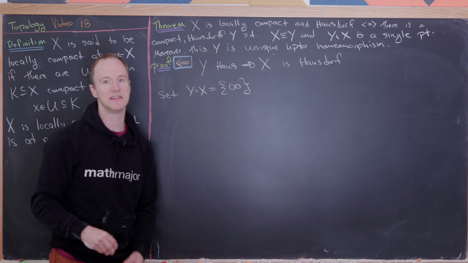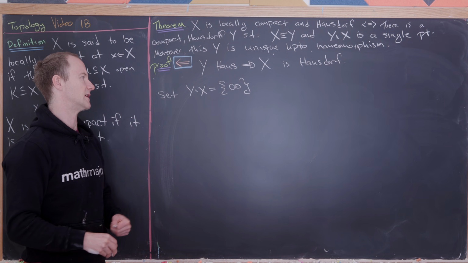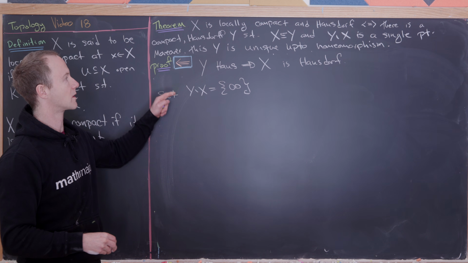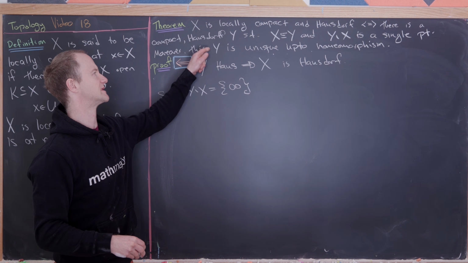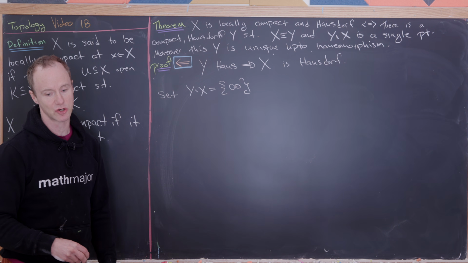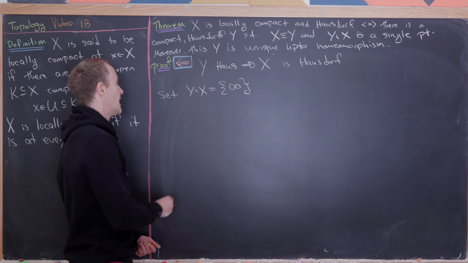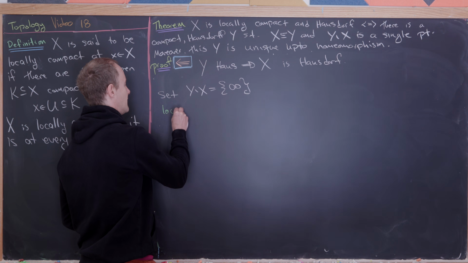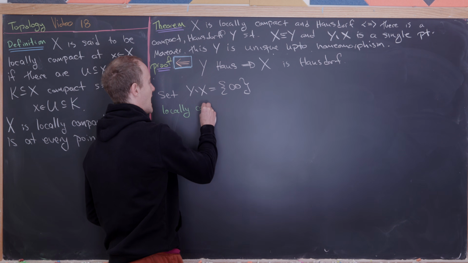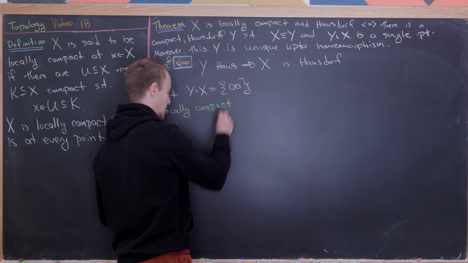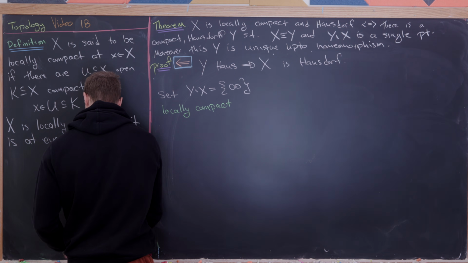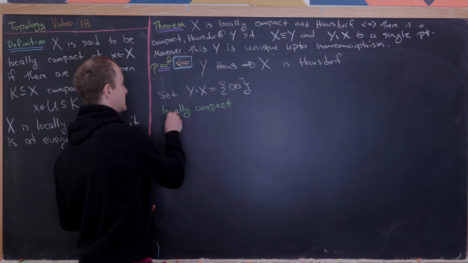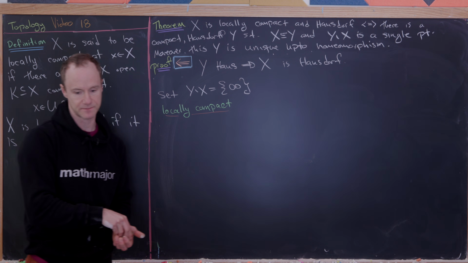Now let's set Y minus X equal to the point at infinity again. I guess we could give this a different name, but let's call it infinity just as we did before. And we know that's a single point because that's in our assumption for this direction of the proof. And now let's prove that we in fact have a locally compact space here. What I mean is, X itself must be locally compact.